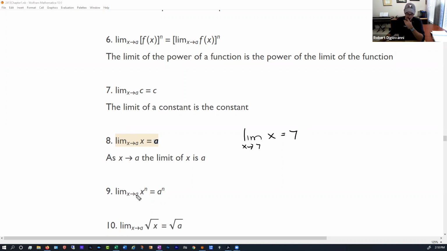This next one just says the same exact thing. If you throw a power on that, so let's say I were to have thrown an x cubed on here, then my answer would still be just the 7, but now cubed. That's what this is saying.